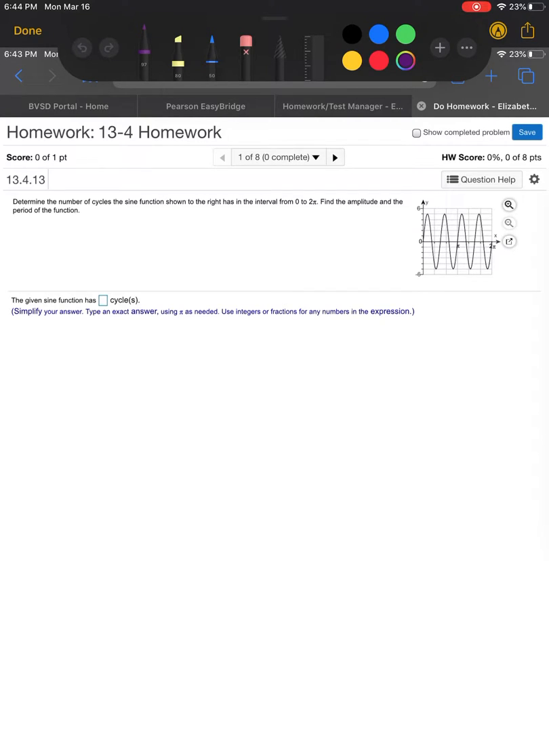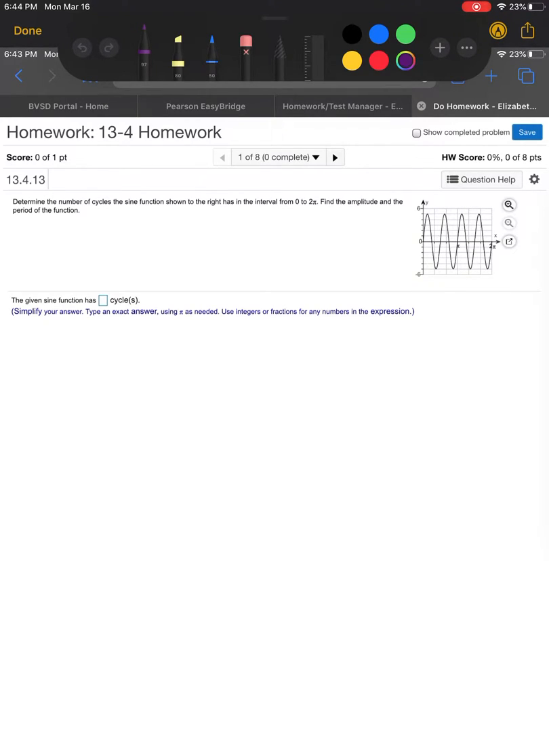So a little help on your 13.4 homework. Let's look at a couple of the questions on here. Here's something like your first problem. It's asking us to determine the number of cycles the sine function shown to the right has in the interval from 0 to 2 pi. So find the amplitude and the period of the function.